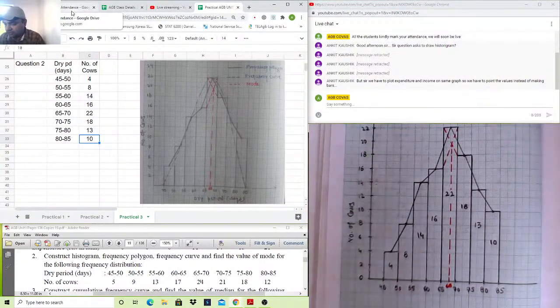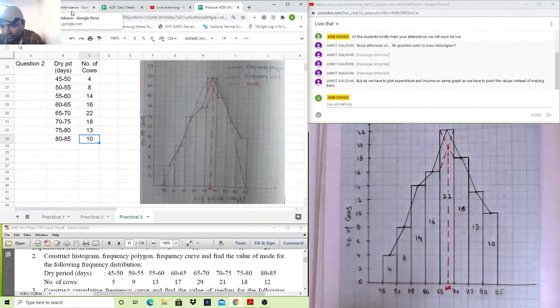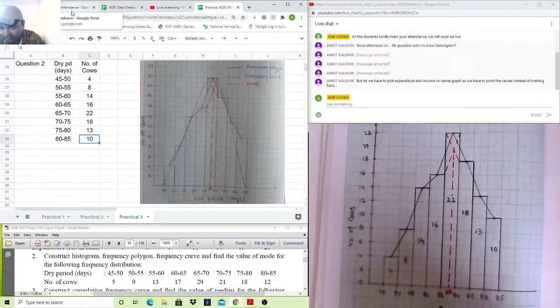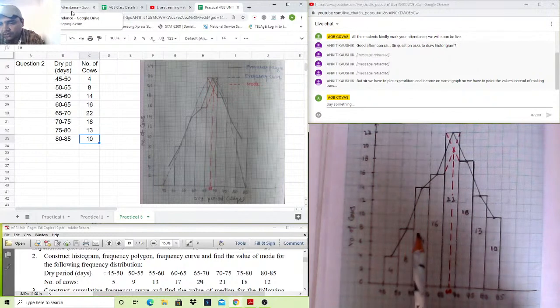Okay, so this line constitutes your frequency polygon. Now I think it is quite clear how to make a histogram, then how to find the mode using the histogram, then how to make a frequency polygon. It is just by joining the midpoints of the bars.